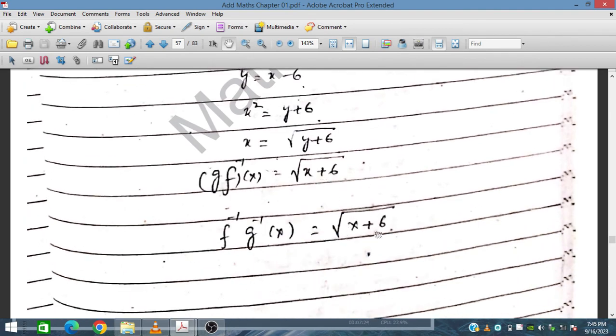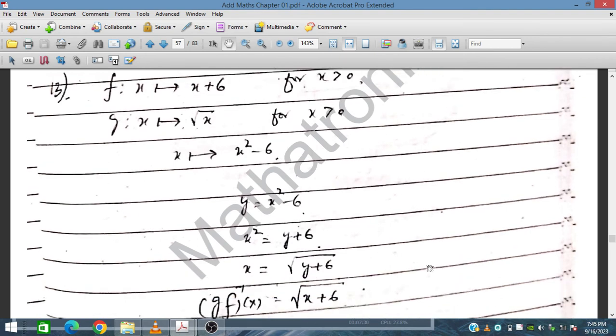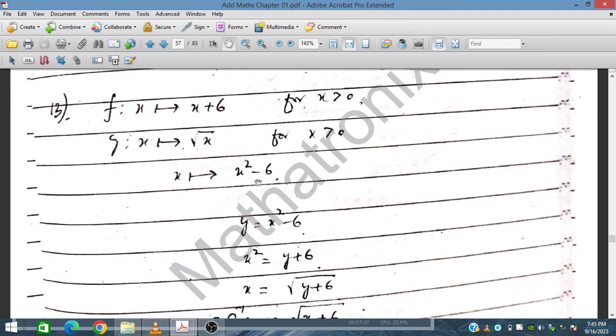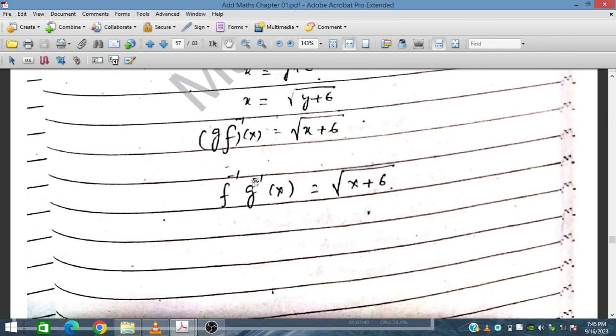This is equivalent because this is x, and in place of this f we can write x plus 6. So this is g f(x), but that is the inverse of this one. So as a result, this is g f inverse, so that's why we can write f inverse and g. So this is first and this is second.